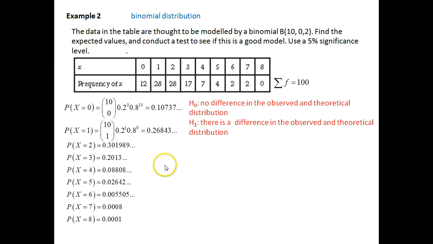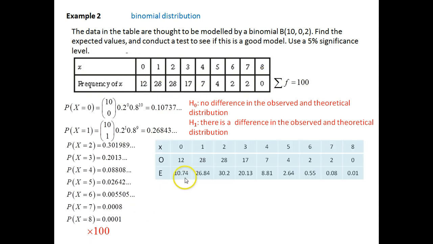Work through them all, and we get these values for the probability. We need to multiply those by 100 to get our expected frequency. So for x is 0, that multiplied by 100 would be 10.74. Probability x is 1 multiplied by 100 would be 26.84, and so on. So those are our expected frequencies. Don't round too much here.